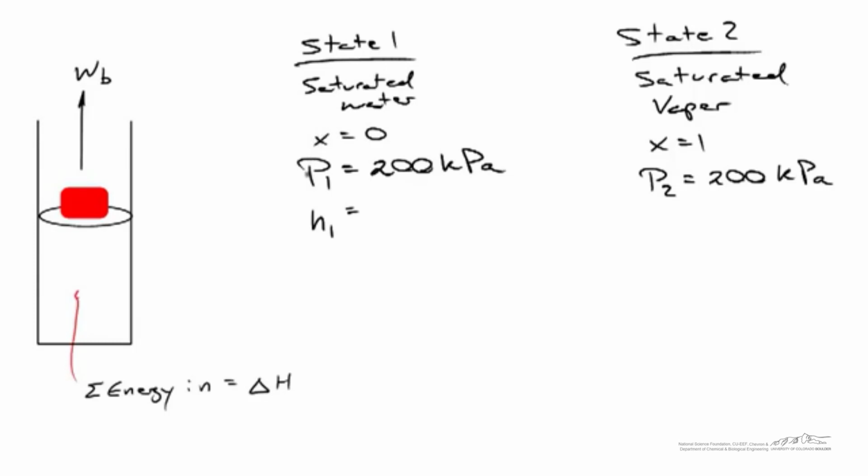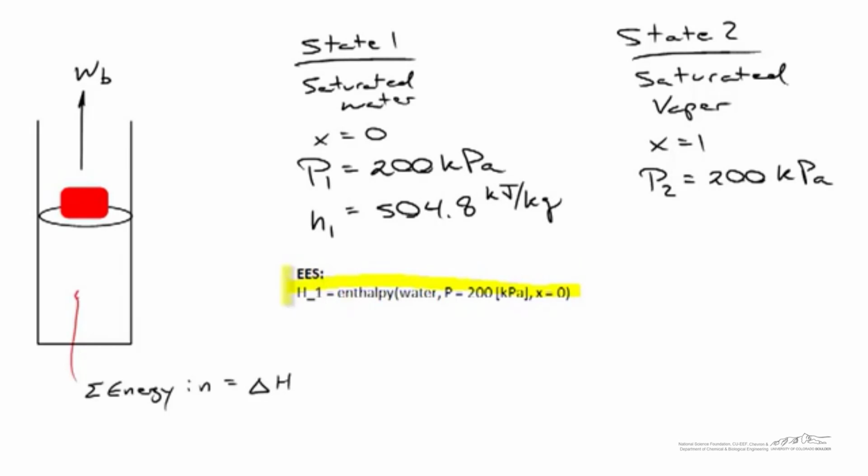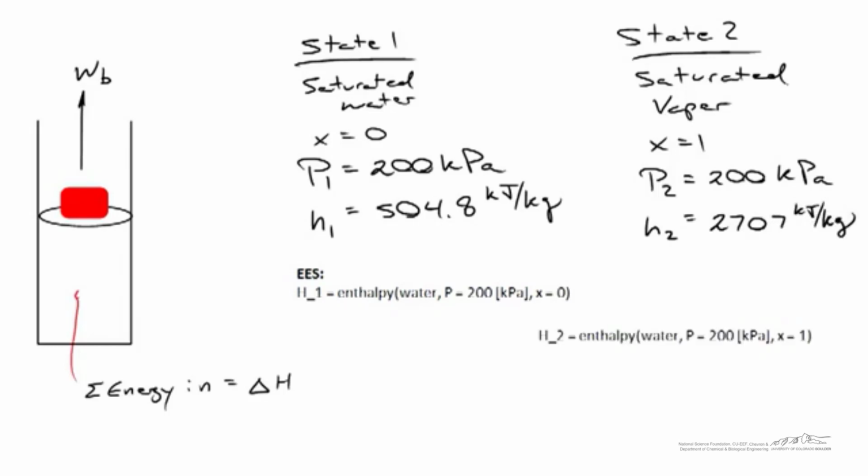Because I know I've got saturated water, I know the quality of it, and I know the pressure, I can look up in the saturated water table the enthalpy at state 1, and I'll find that enthalpy is 504.8 kilojoules per kilogram. I can get the same thing easily using this command in EES, which will give me the enthalpy of water at a pressure of 200 kilopascal and a quality of 0. And I can do the same thing for state 2. I get H2 is equal to 2707 kilojoules per kilogram. And here's the analogous command in EES for H2, and in this case I'm using a quality of 1.